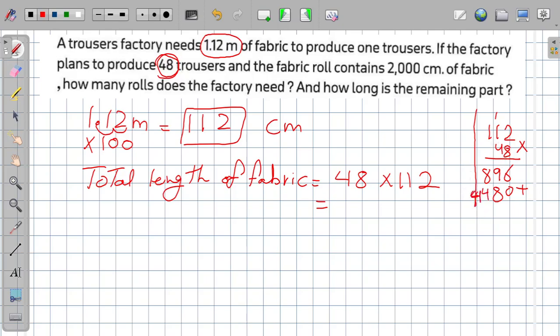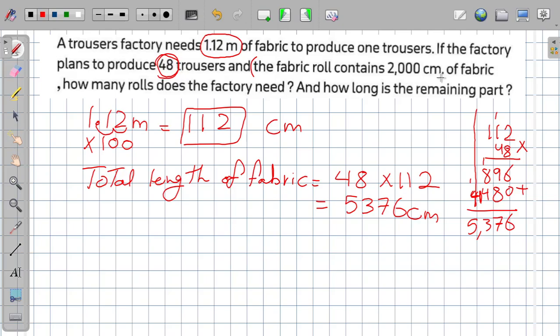Okay, so I have 6 plus 0 equals 6, 9 plus 8 equals 17, so I have 7 and carry up 1. 1 plus 8 plus 4 equals 13, so I have 3 and carry up 1. 1 plus 4 equals 5, so the total length of fabric equals 5,376 centimeters.